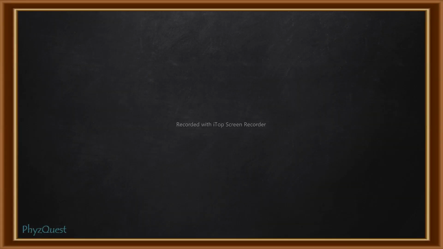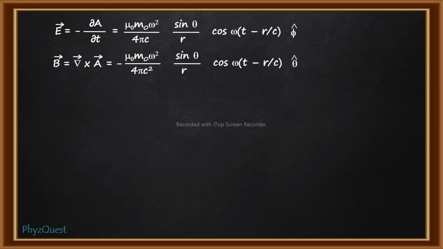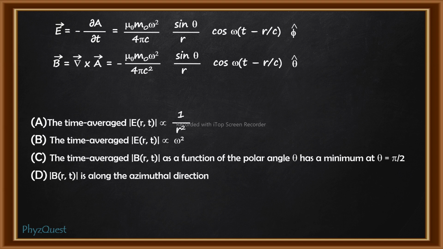So let's do that. Electric field E is minus del A by del t, which is equal to mu 0 m0 omega square divided by 4 pi c, sin theta by r, cos of omega t minus r by c, phi cap. Similarly, magnetic field, which is del cross A, is equal to minus mu 0 m0 omega square divided by 4 pi c square, sin theta by r, cos of omega t minus r by c, theta cap. In this problem we actually have to remember these expressions. Now let's discuss the options. These are the 4 statements which are given.